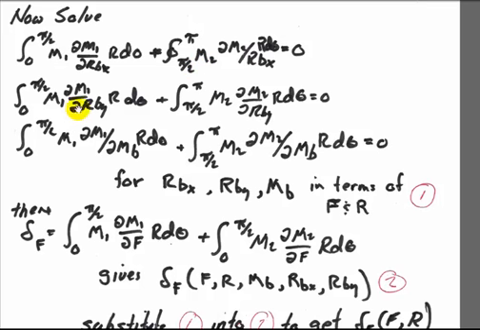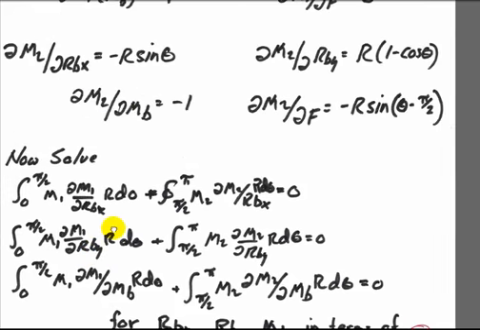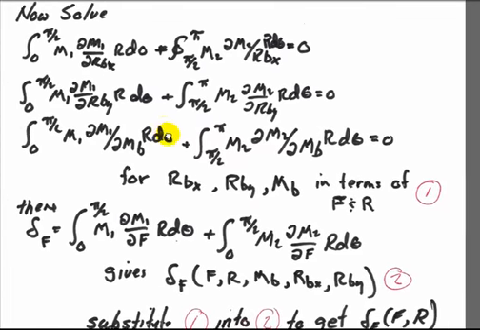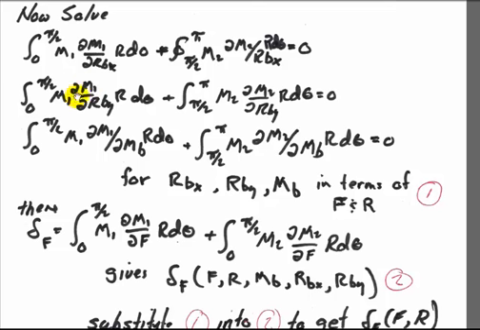We do the same thing except we use the partials with respect to RBY. That changes the equations because the partial with respect to RBY was an R times 1 minus cosine of theta instead of a minus R sine of theta. We take our partials with respect to RBY and plug them in here and here next to the moment 1 equation and the moment 2 equation.